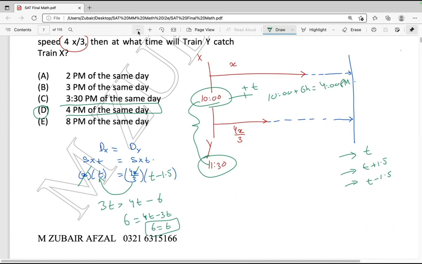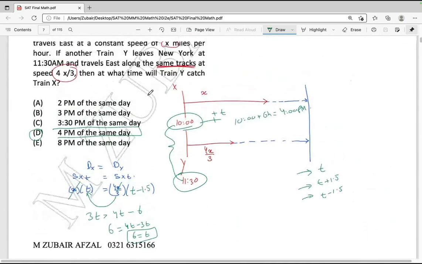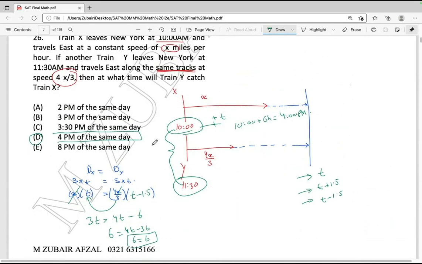The mistake, Mohammed? I originally got 5:30 as my answer, but I added it to 11:30 instead of 10. Then when I added it to 10, I got 4 p.m. Yeah, because there was no option for 5. I started off with t, making t my center point, the focus point, and I started from 10. That is why I'm adding t to 10.